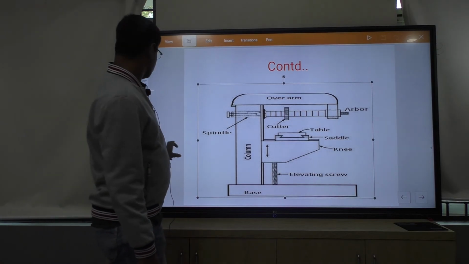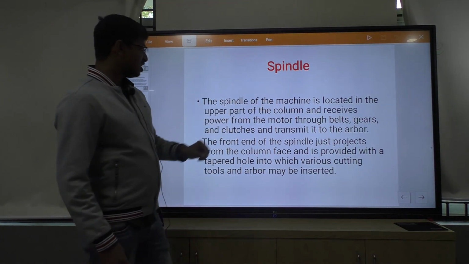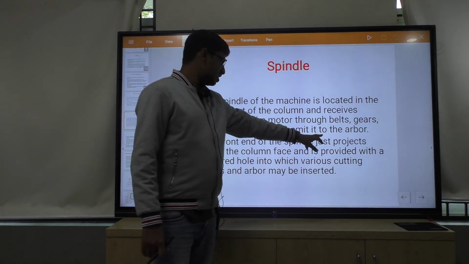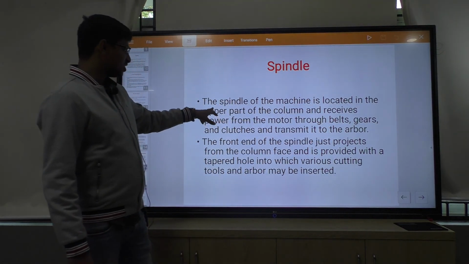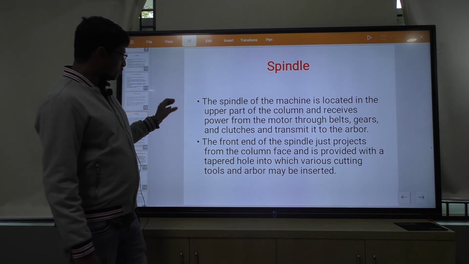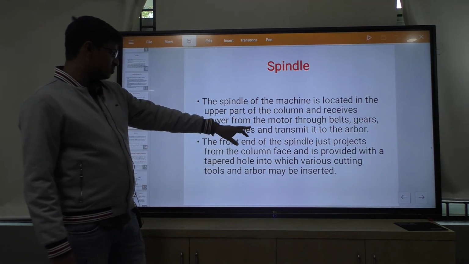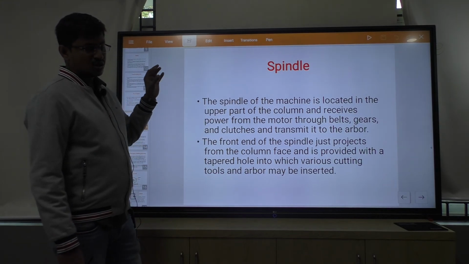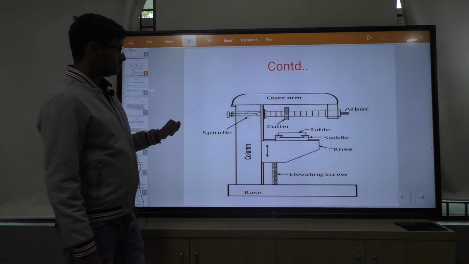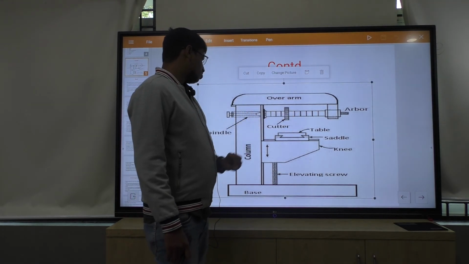Then the spindle. The spindle is the main part, located in the upper part of the column, and receives power from the motor through belt, gear and clutches and transmits it to the arbor. This arrangement for spindle motion is placed in the hollow column. The front end of the spindle just projects from the column face. This is the spindle, and from this the arbor is attached to hold the cutter.